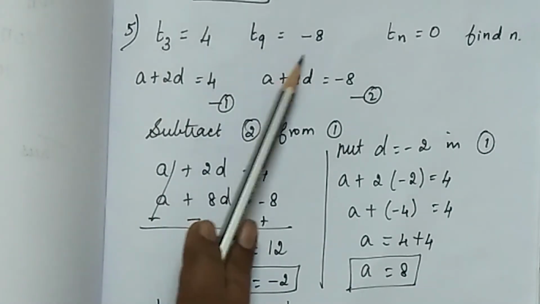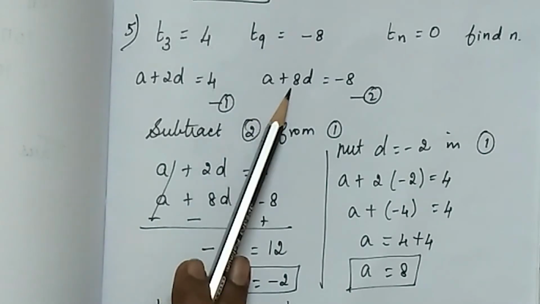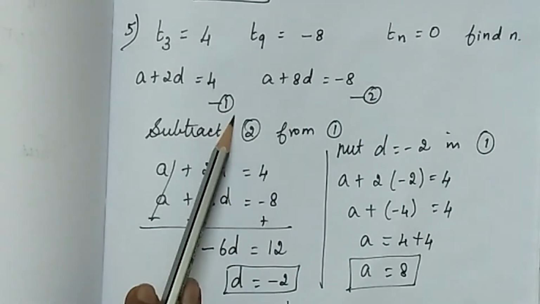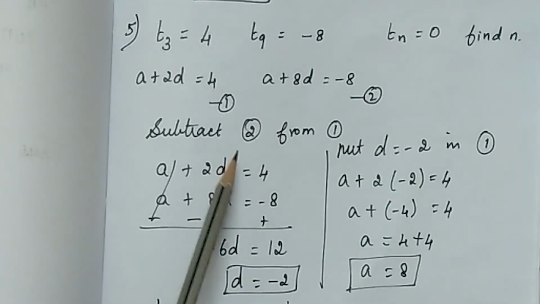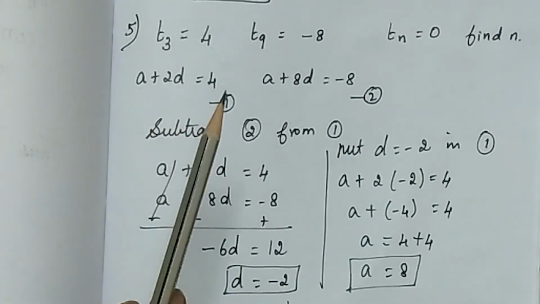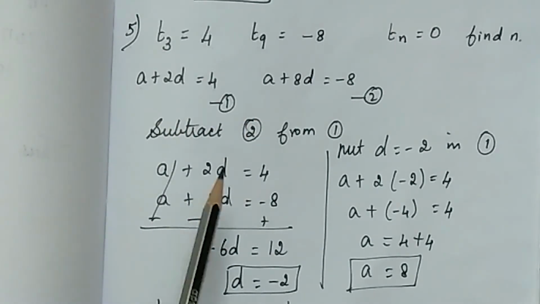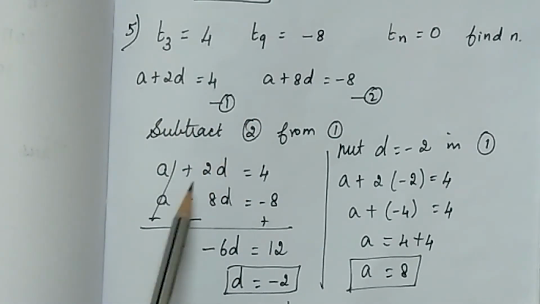And ninth term is equal to minus 8. You will write a plus 8d is equal to minus 8. Now you got two equations. And now you have to find a and common difference, the first term and the common difference. So apply elimination method. And you got common difference d is equal to minus 2.